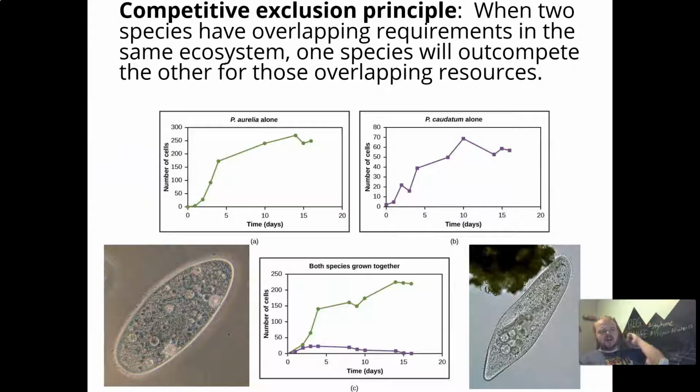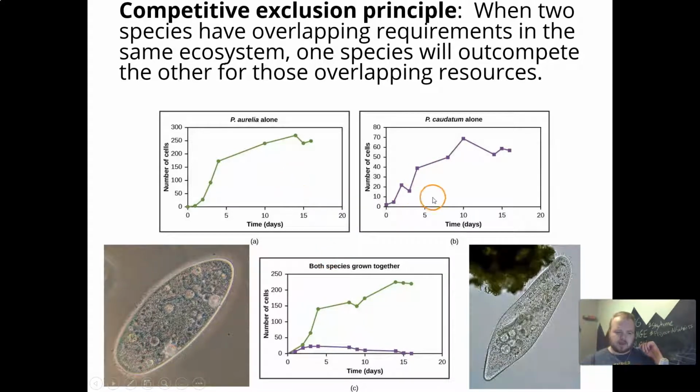Now back to the niche here. There's a concept in biology called the competitive exclusion principle. Basically, when two organisms have the same overlapping requirements in the same ecosystem, one species is going to be more competitive and will outcompete the other for those resources. So we have two examples here of paramecium. We have Paramecium aurelia and Paramecium caudatum.